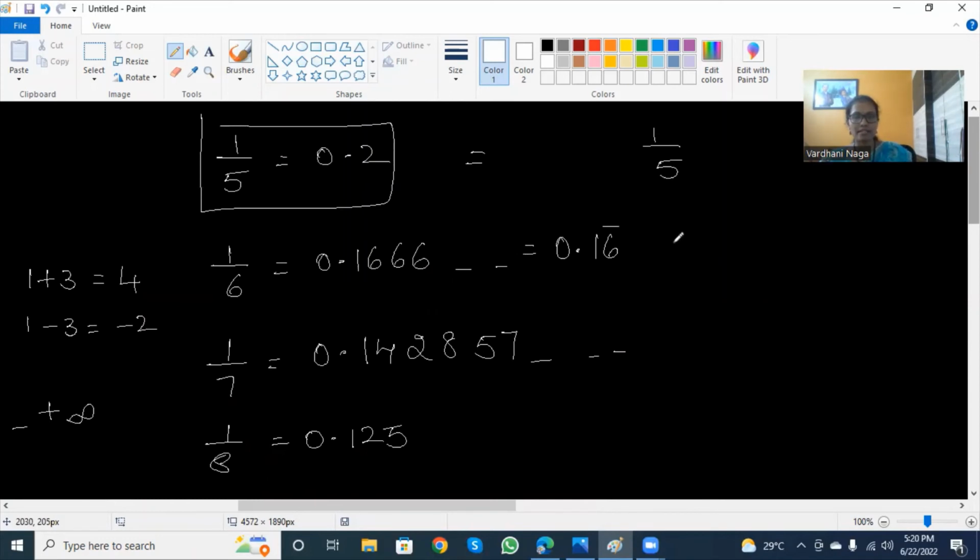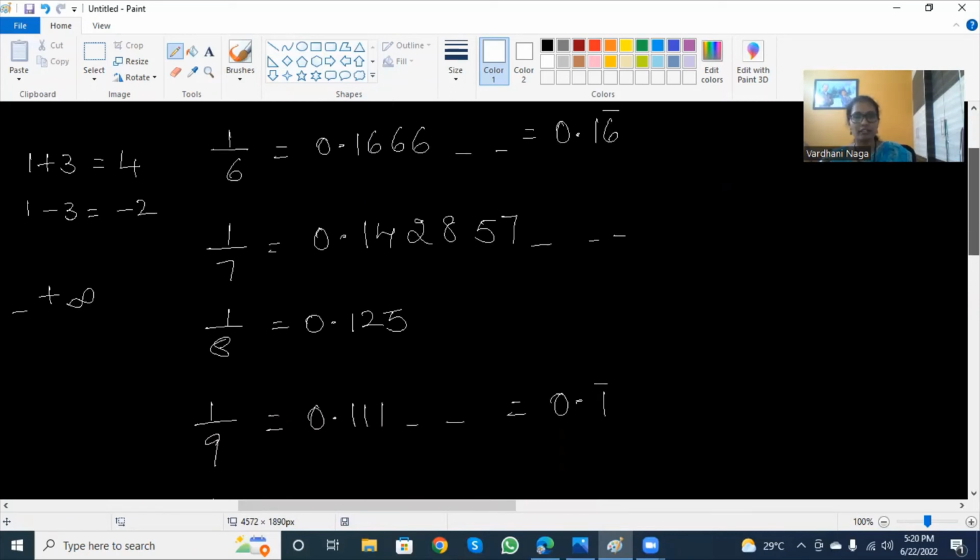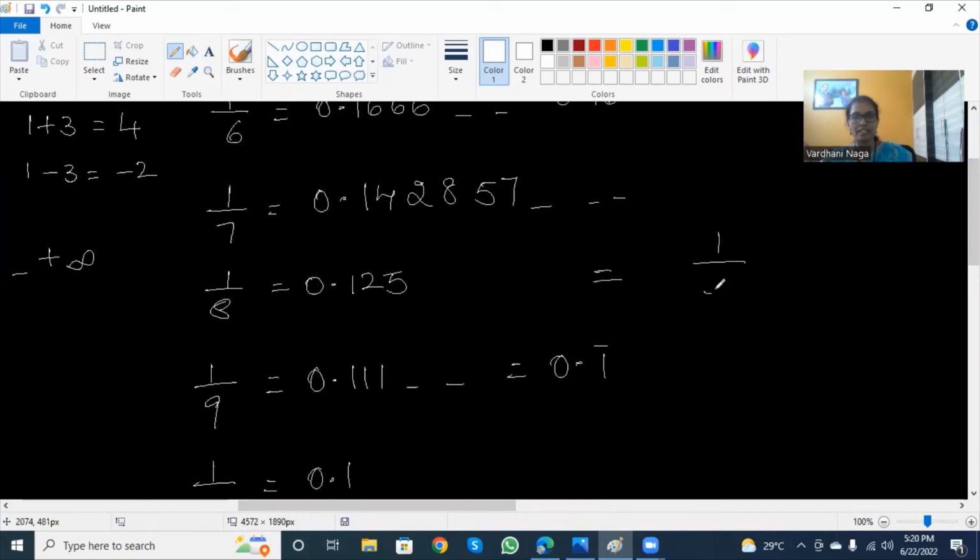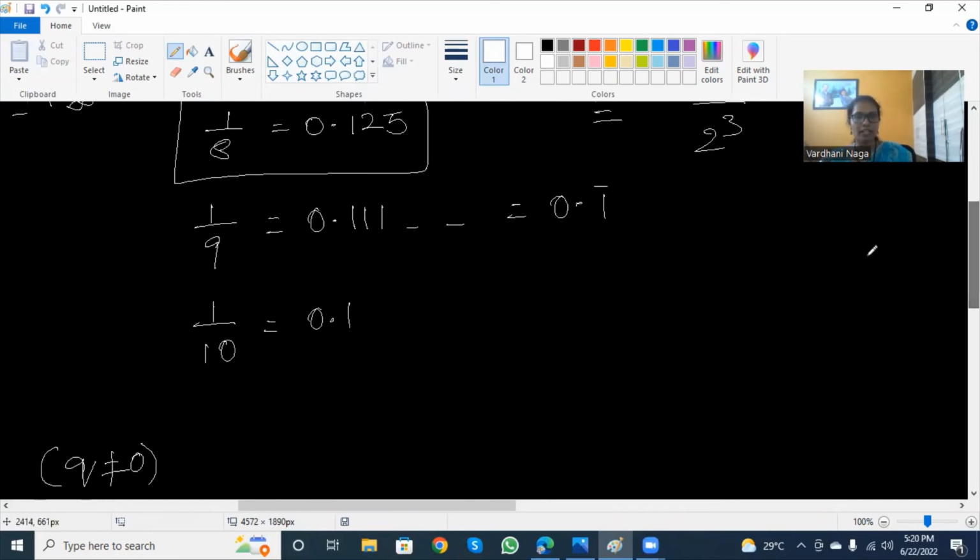And 1 by 6 is represented as 2 into 3. 1 by 7, it's non-terminating, right? 1 by 8 also we can write as 2 cube. Okay. 1 by 9 also again non-terminating. And 1 by 10 is terminating. This we can represent as 2 into 5, 1 by 2 into 5.